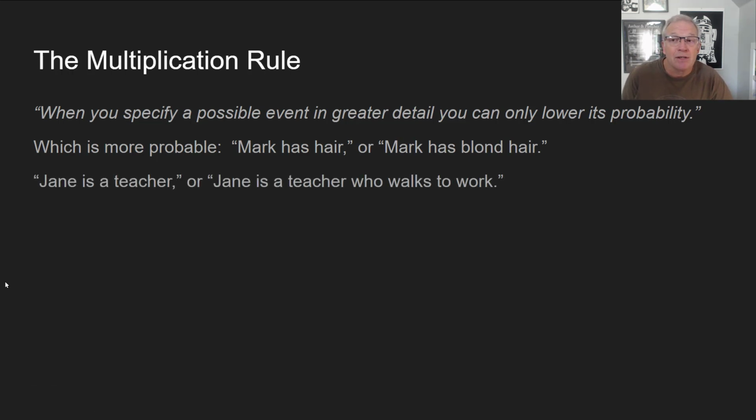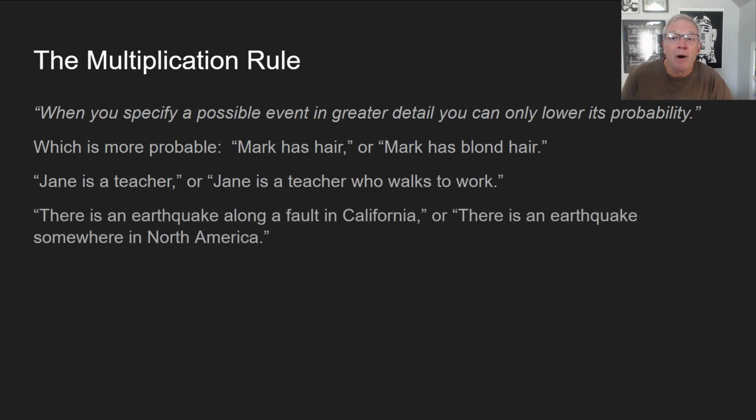Which is more probable, Jane is a teacher or Jane is a teacher who walks to work? Which is more probable, there is an earthquake along a fault in California or there's an earthquake somewhere in North America? So in these cases, and I should reverse the third one to get them in line, Mark has blonde hair evokes a vivid image. Jane is a teacher who walks to work invokes a sort of narrative story about her character. And the earthquake along a fault in California tells a story that's very vivid and very clear, especially to lots of us who live in California.